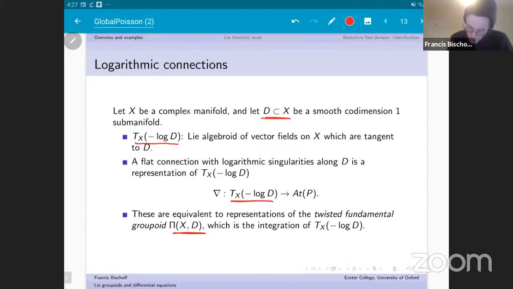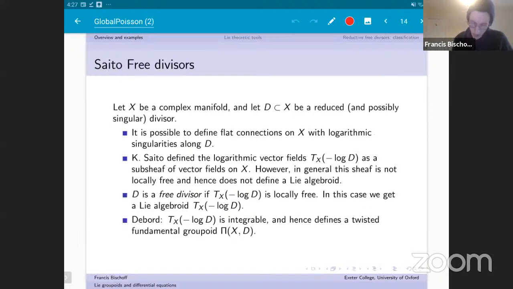Okay, so I want to generalize this now. I want to relax the assumption that D was smooth. So I want to consider now the case where D is a reduced and possibly singular divisor in X. In this case, it's still possible to define flat connections on X with logarithmic singularities along D.